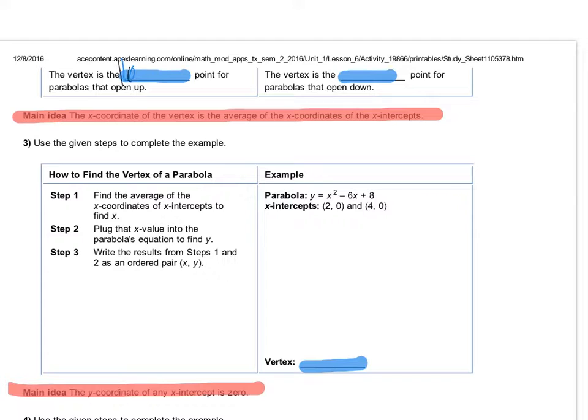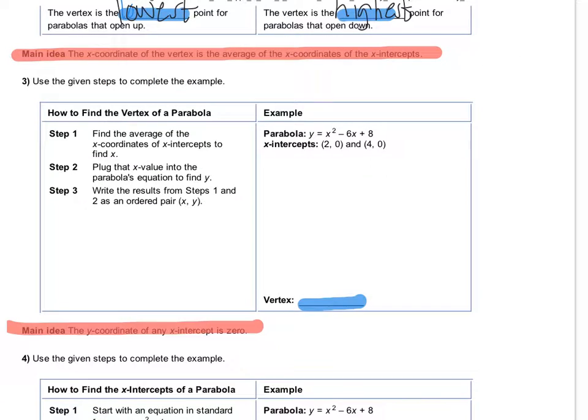It's going to be the lowest point for the parabola that opens up, but it's going to be the highest point when the parabola opens down. So our next main idea is that the x-coordinate of the vertex is the average of the x-coordinates of the x-intercepts. Sounds confusing, but let's explain.